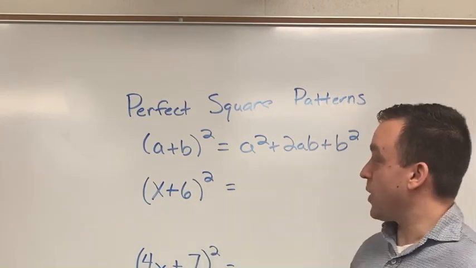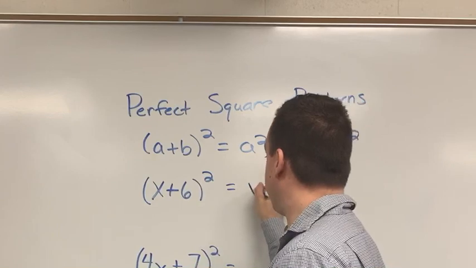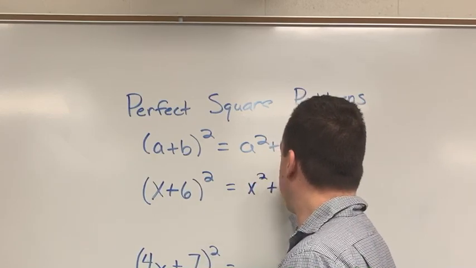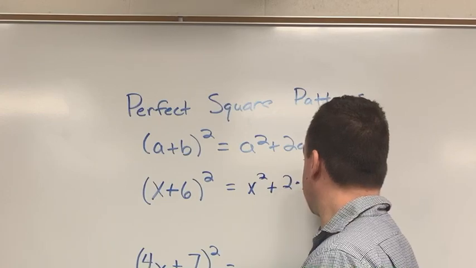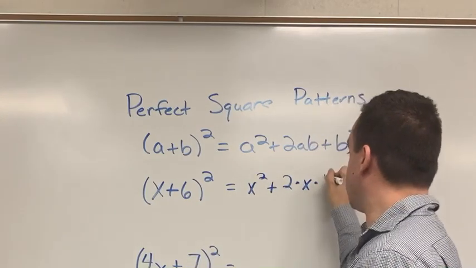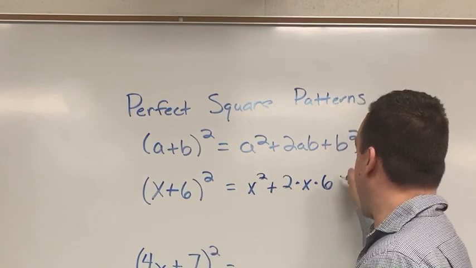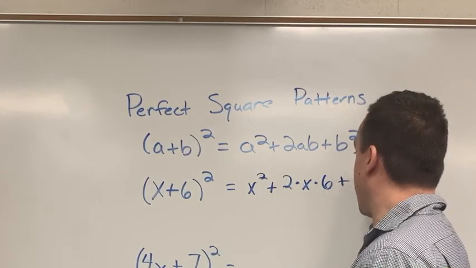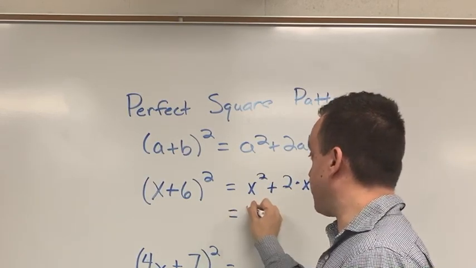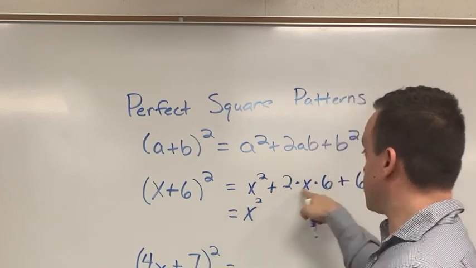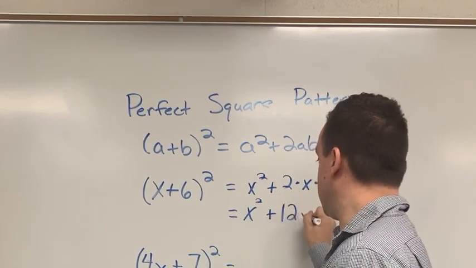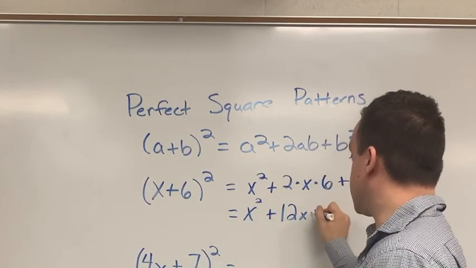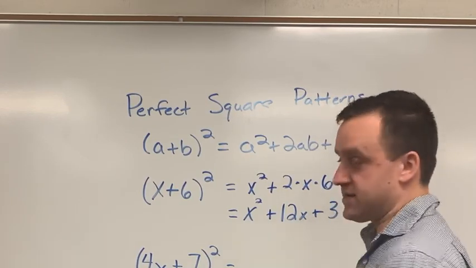So we see we square the first term, so we have x squared, and then plus 2 times our first term is x, times our second term is 6, and then we add on 6 squared. If we simplify, we multiply 2 times 6, and then times x, so we get 12x, and then we add on 6 squared, which gives us 36.